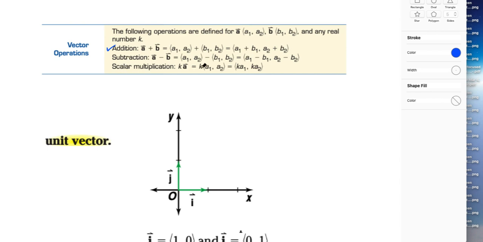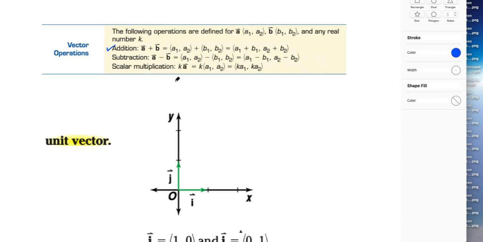Subtraction is similar. We will be subtracting the x-like components of these two vectors, and then the y-like components. And look at the order. Addition is a little bit different because we've got the commutative property, but not so with subtraction. So we've got to be careful. If it's vector A minus vector B, you want to make sure that you're doing A minus B in each of those: a sub 1 minus b sub 1, a sub 2 minus b sub 2.